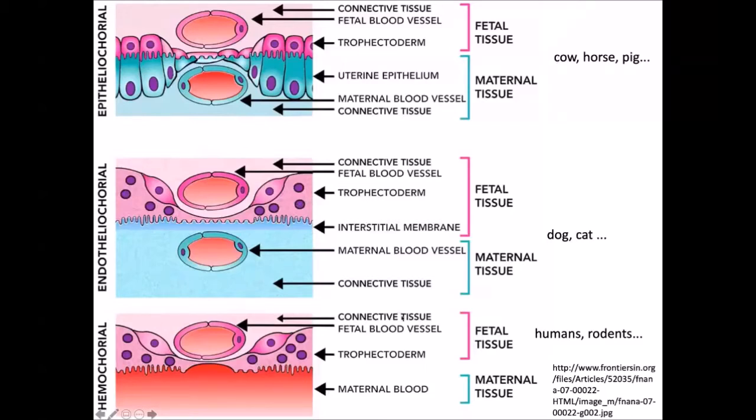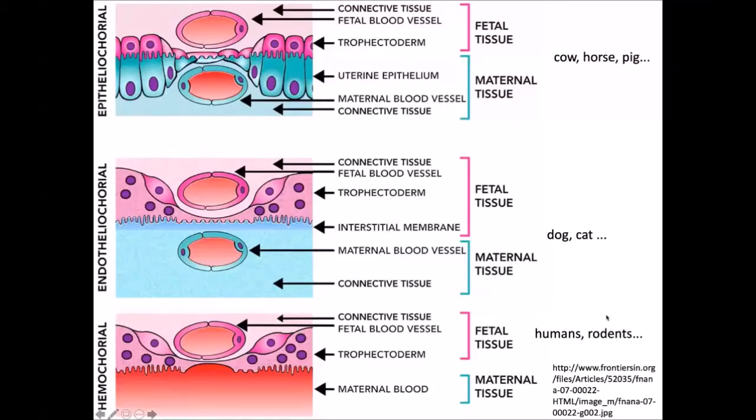And the most invasive form of placentation is the hemochorial placentation, where not only the epithelium but also part of the maternal blood vessels get destroyed, so that eventually maternal blood is in direct contact with the epithelium of the placenta. And that is the situation that we know from humans, rodents, and many other species.